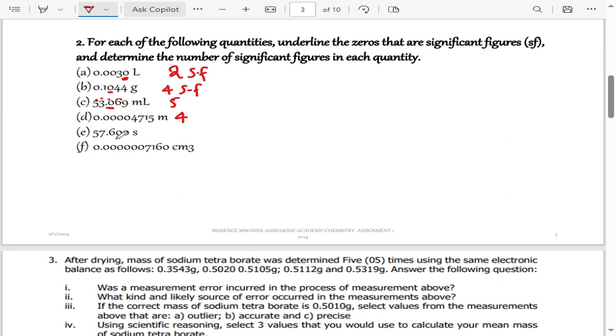And then for this number, all zeros which come after a number in a number that contains a decimal point are significant. So these two zeros here are significant, meaning that 57600 are all significant. So this number has got 5 significant figures. And then same with this one, any zero that comes after a number, in a number that has got a decimal, is significant. So this zero here is actually significant. So this number has got 1, 2, 3, 4 significant figures.